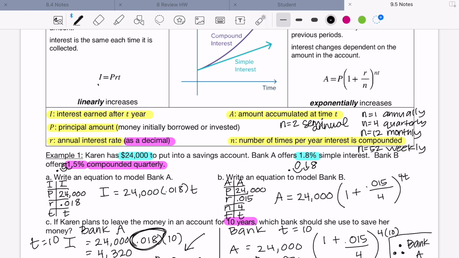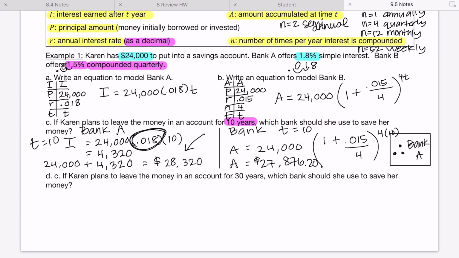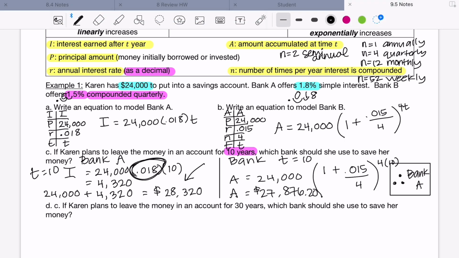Now, if she's going to pull it all out and use it after 10 years, then maybe that's fine. But what if she's like, nah, I'm going to keep saving it? Which one will do better even longer? Because over time, exponential is going to grow quicker than the simple interest one. So let's see for this one. It says, what if she's going to leave it in there for 30 years? So that means that T is going to equal 30. So I'm just going to plug that into each formula again.